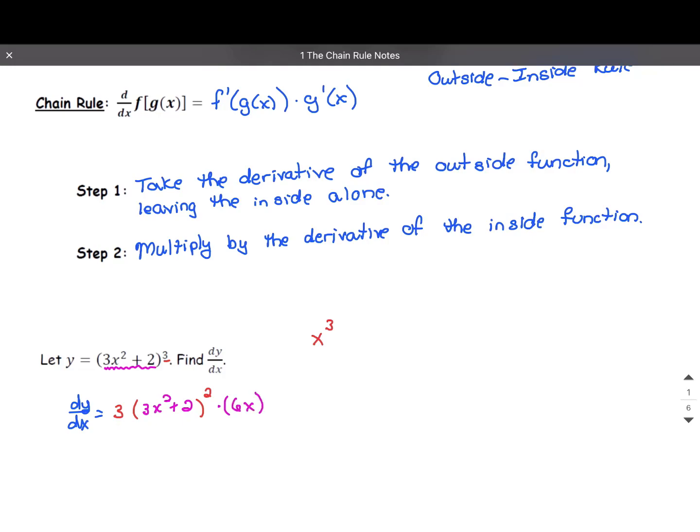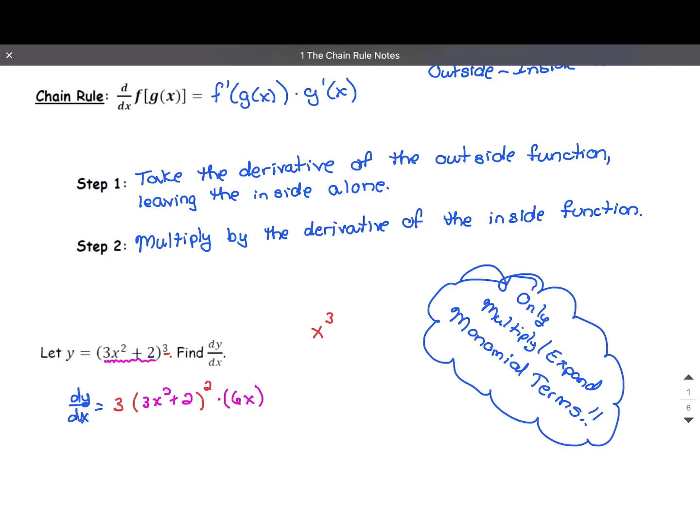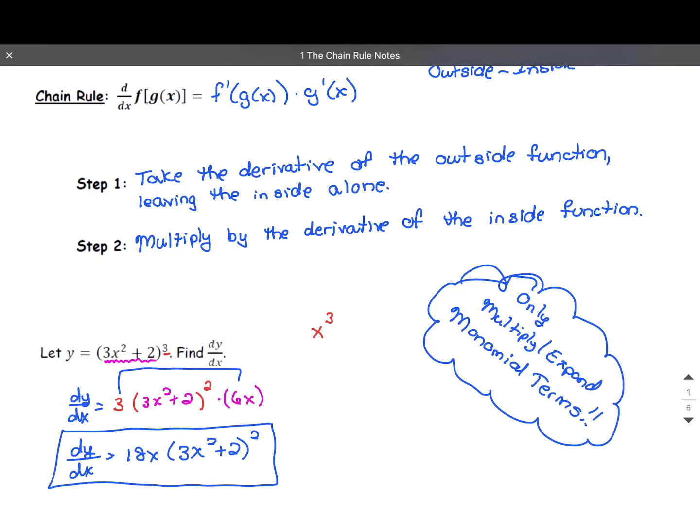so we have this. Now, when we do the chain rule, I only want you to multiply or expand monomial terms. I do not want you multiplying out that binomial squared, okay? I only want you to say dy dx. We're going to multiply the monomials. 3 times 6x is 18x times 3x squared plus 2, that quantity squared. Because when we start using the derivatives for things, we're going to need them in factored form. And if we multiply it, then we're going to have to undo that. So we're just going to get in that habit for now, okay?